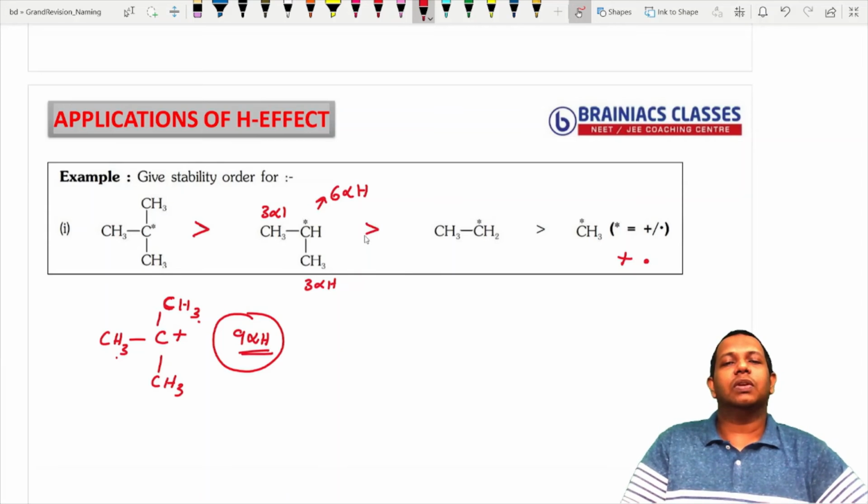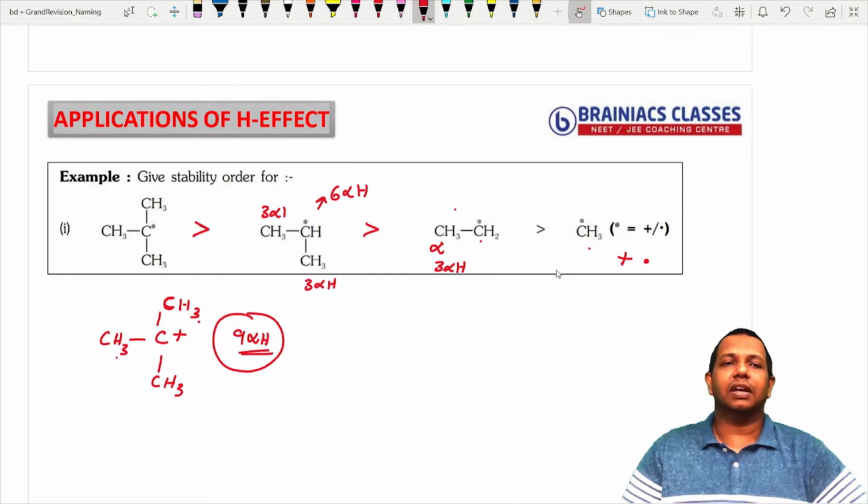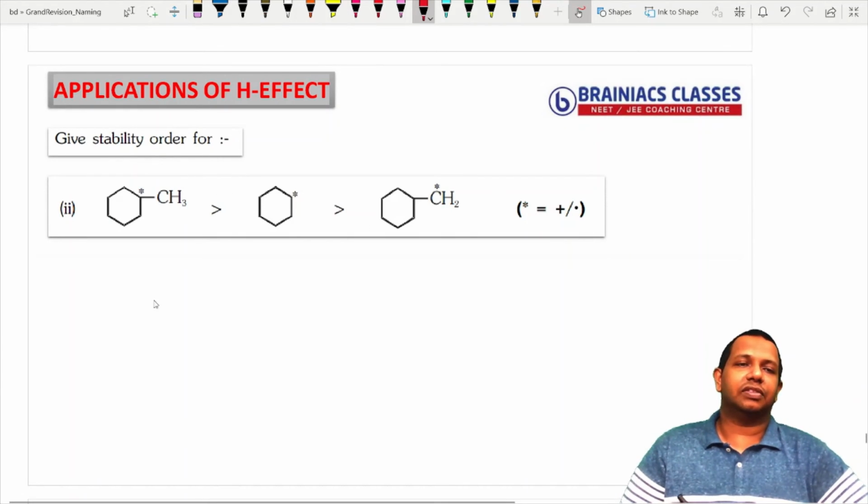Now coming to this one, you can see nearby this one, so this is alpha, so only 3 alpha hydrogens are available. That's the reason why this is more stable than this one. Here no alpha hydrogen, that is the reason why it is the least stable. Clear? Now look at this question and arrange them in stability.